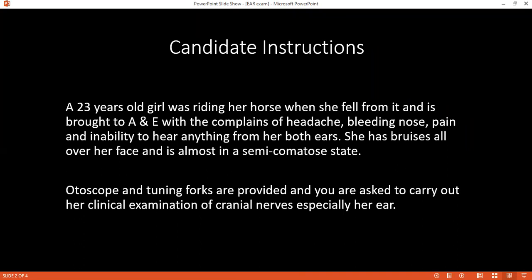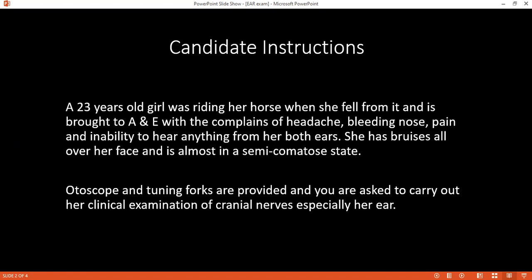So what are your differential diagnoses? It is basal skull fracture. Okay, base of the skull fracture. So what investigations would you do to confirm your diagnosis? To confirm my diagnosis, I will send for CT scan, MRI.